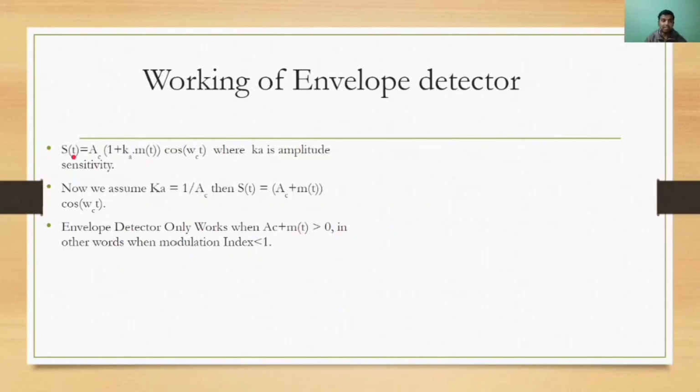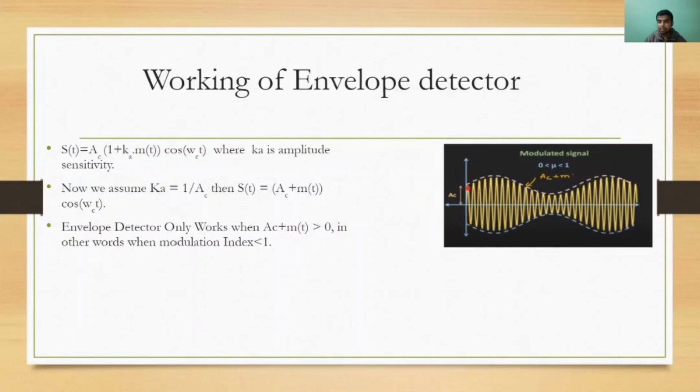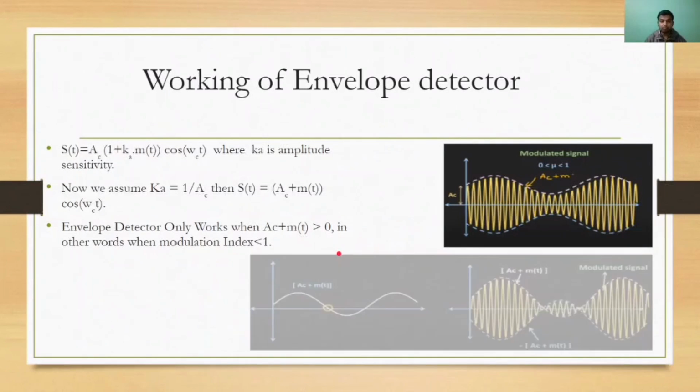s(t) is our modulated signal, which can be written as Ac, which is the amplitude of the carrier wave, into 1 plus ka m(t), where m(t) is the message signal and ka is the amplitude sensitivity, multiplied by cos(omega c t). Now if we assume ka to be 1 by Ac, then s(t) can be written as (Ac plus m(t)) cos(omega c t), and Ac plus m(t) is nothing but the envelope. And this envelope detector only works if Ac plus m(t) is greater than 0, in other words, when the modulation index is less than 1.